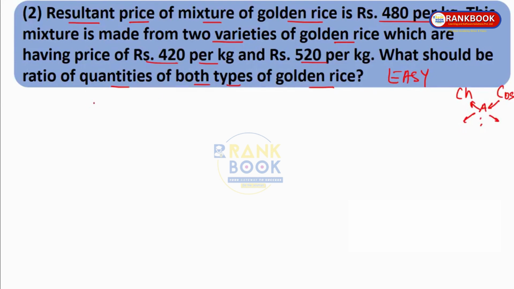Now let us see. There is a mixture of golden rice and the price of that rice is 480 per kg.